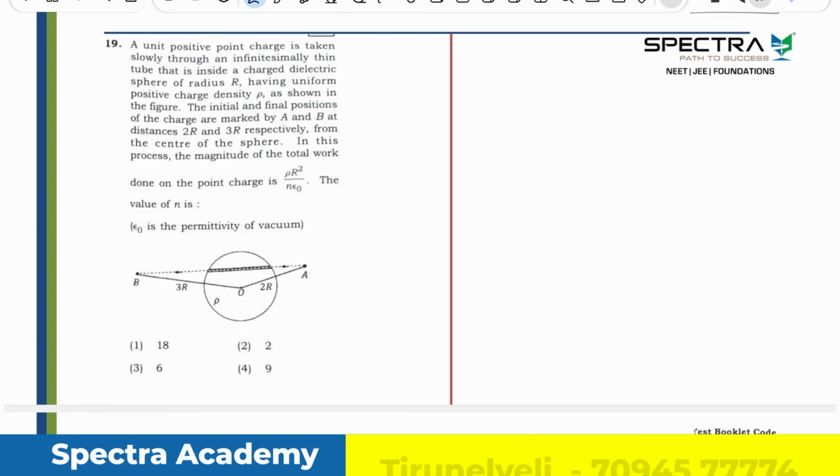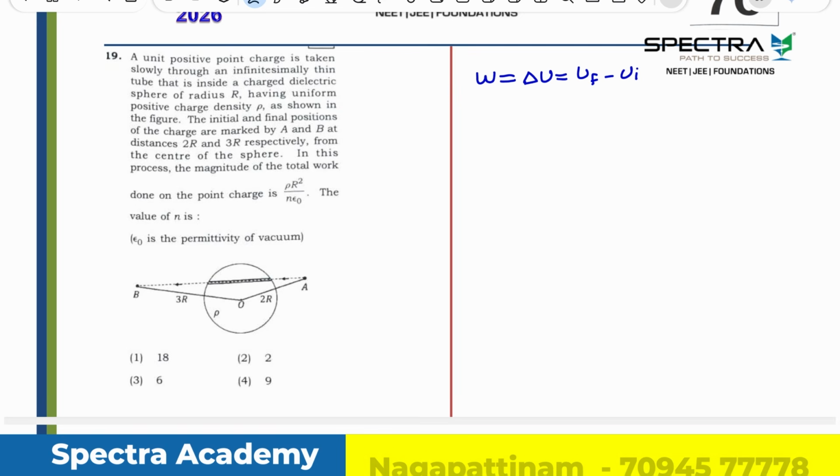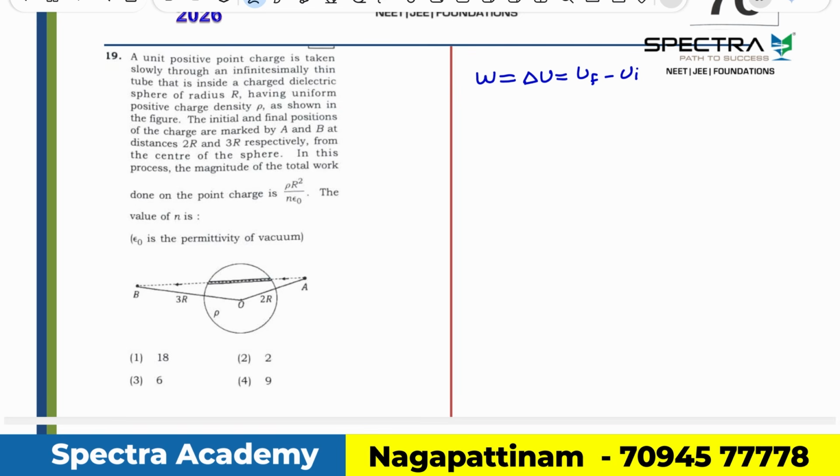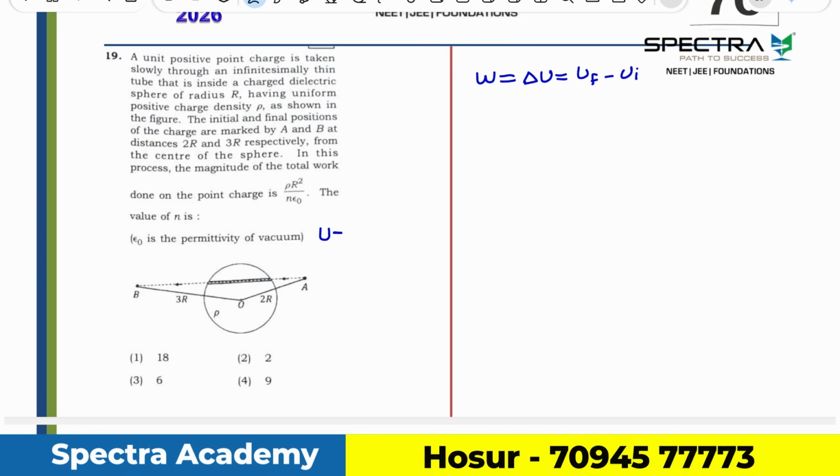So you are asked to find the value of n, right? This question doesn't specify anything about the kinetic energy. So I can simply tell the work done will be equal to the change in the potential energy, which is potential energy final minus potential energy initial, isn't it? Now how will I find the potential energy?